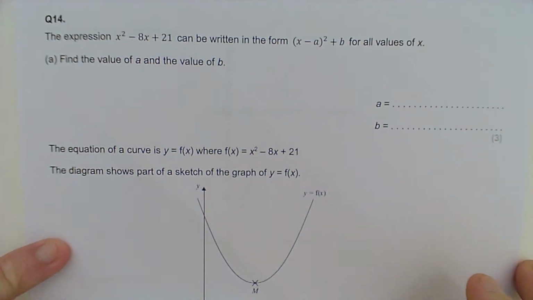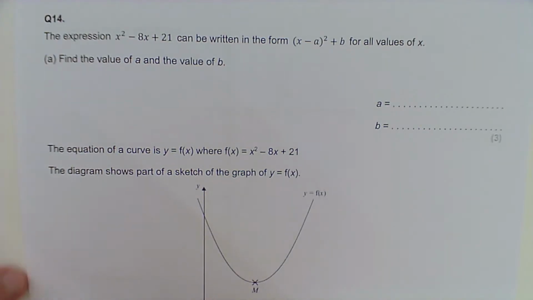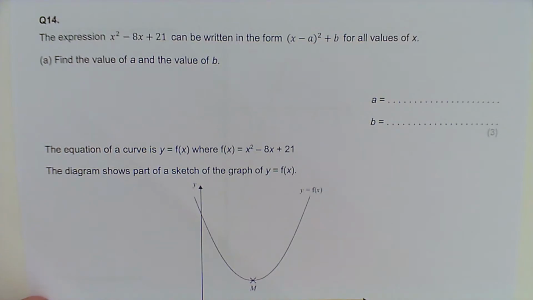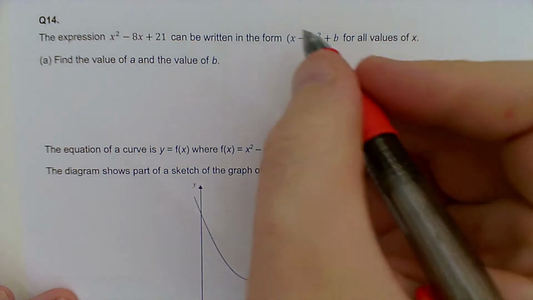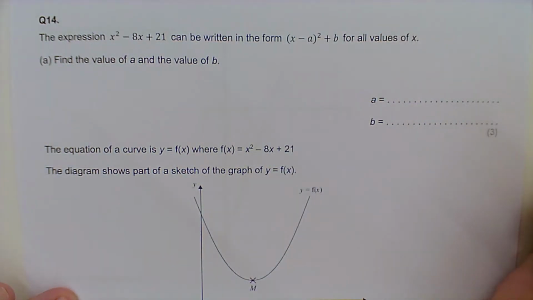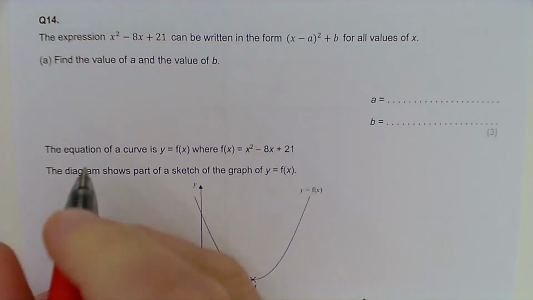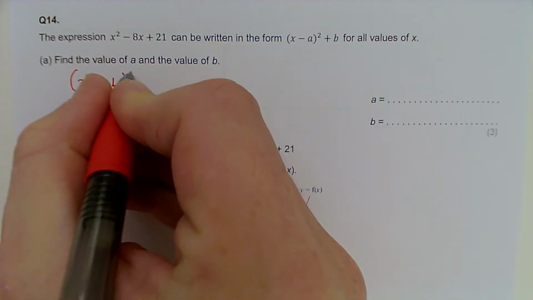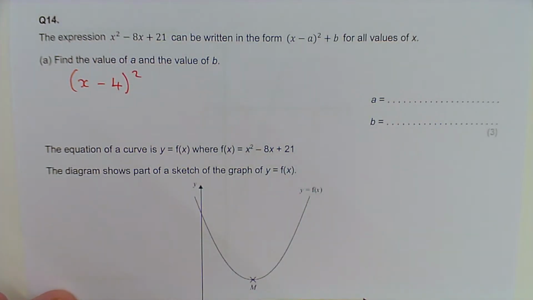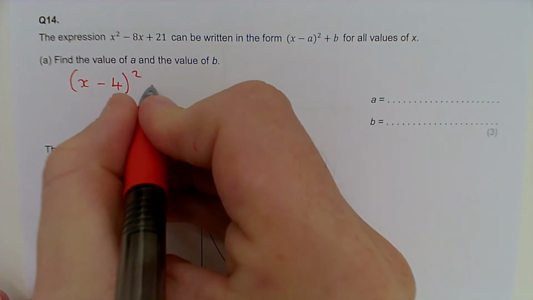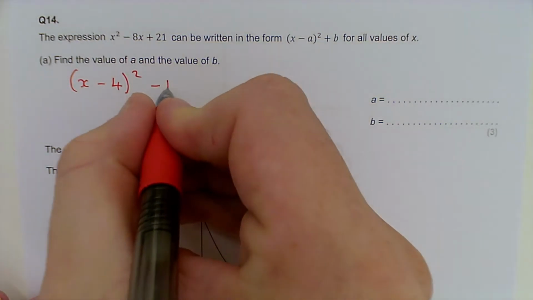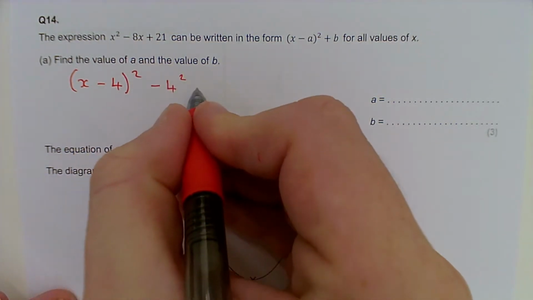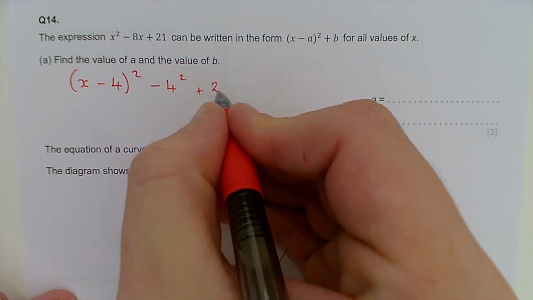Okay, question 14. The expression x squared minus 8x plus 21 can be written in this form. Find the value of a and b. So this form is completing the square. If you remember, we halve the middle value, so it'll become x minus 4 all squared. So that's your first step. Then you subtract whatever this is squared, and then you add on whatever number's at the end, so plus the 21.